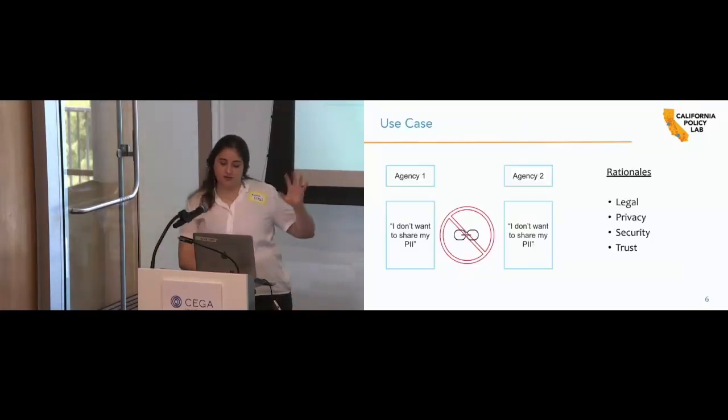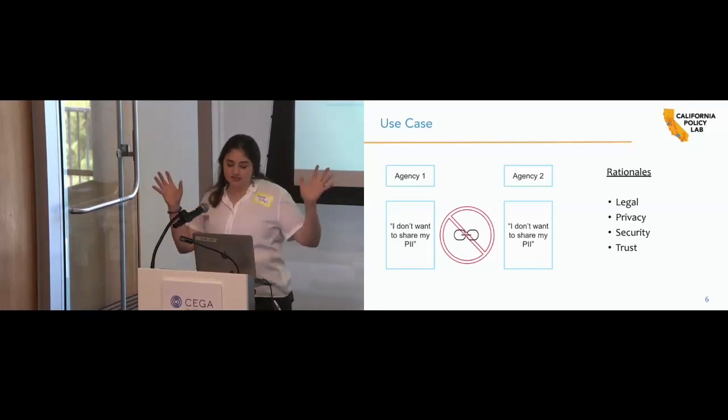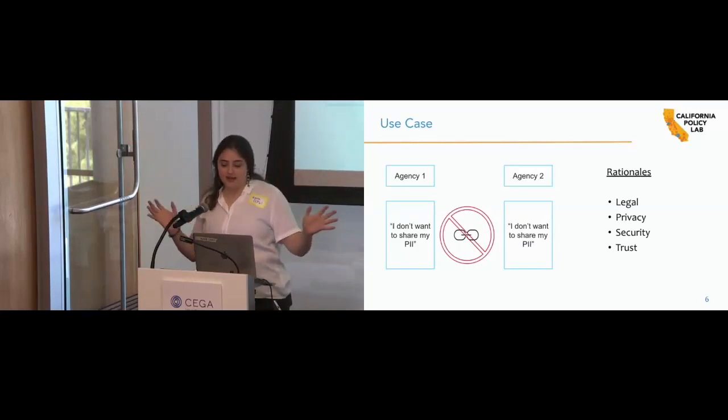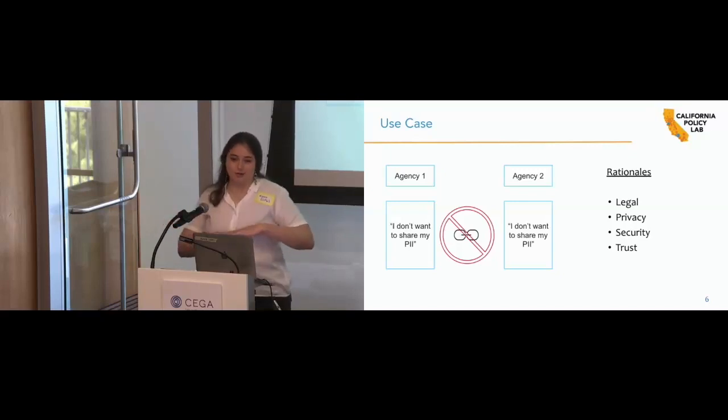So I'm gonna begin with a very general case. You have two agencies, each of them has PII, and they're not able or don't want to share this data with each other or anyone else. And this could be for a number of reasons. It could be that they don't have the technical capacity to do so. It could be because of privacy or security concerns. It could be that they have never worked with each other before, they don't have a good relationship, and they don't really have the trust to do so yet. But very frequently, the reason is due to legal constraints.